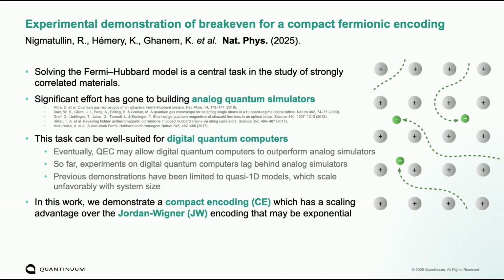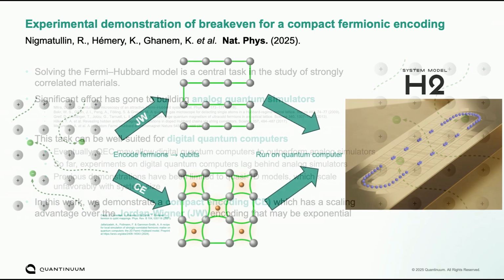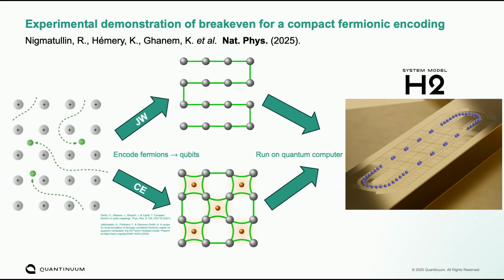And in this work, we demonstrate a compact encoding that has some scaling advantages over the standard Jordan-Wigner approach. And so in general, to solve this problem on a quantum computer, the first step is to encode the fermions into qubits using some method. Here I'm showing Jordan-Wigner and compact encoding. And then when you have it in terms of qubits, you can run it on your favorite quantum computer. And so for me, that means getting a bunch of ions together and zapping them with some lasers.